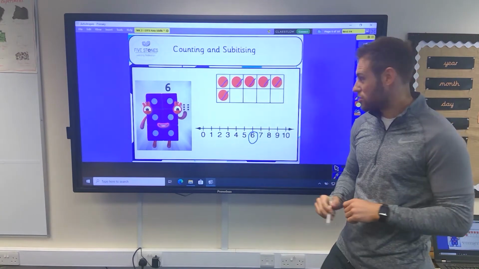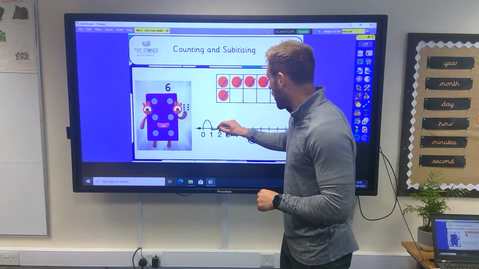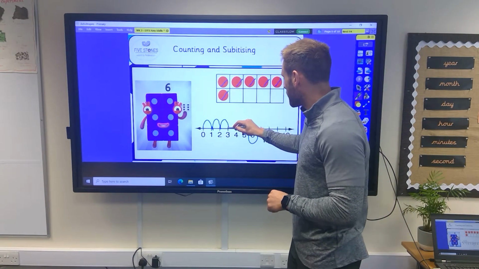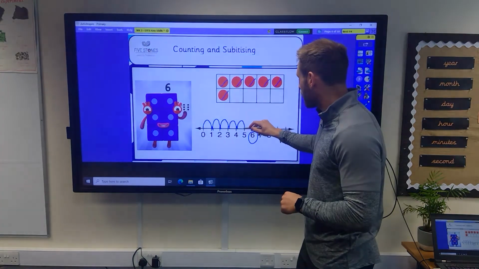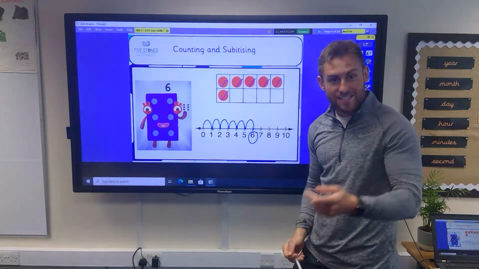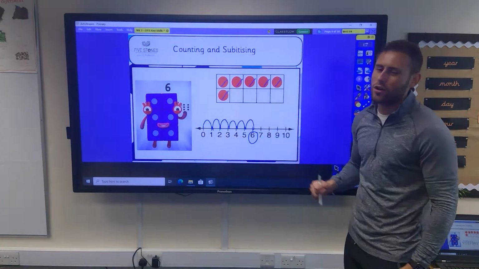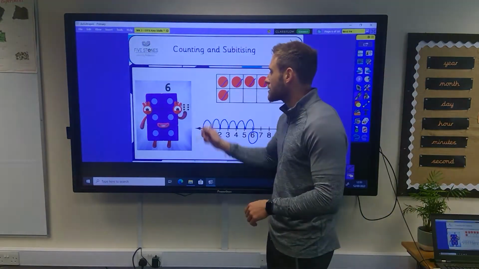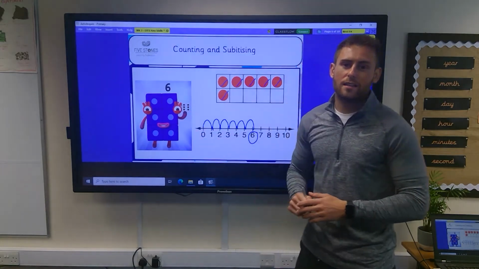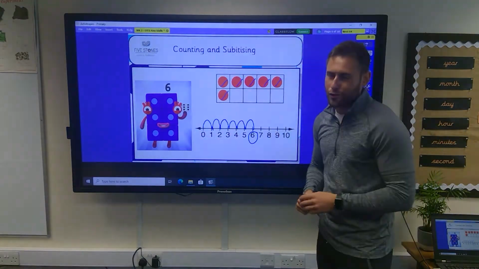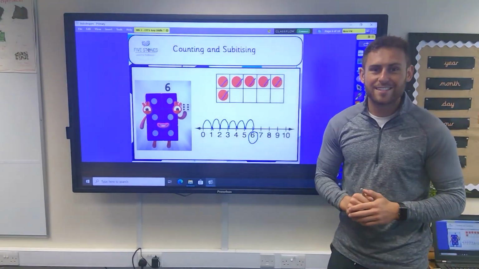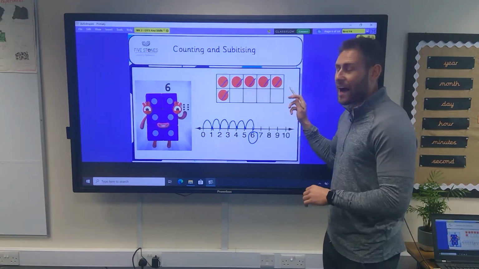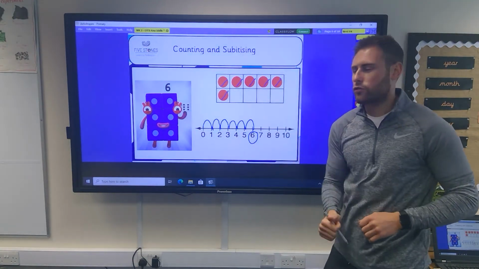Shall we count just to double check? 1, 2, 3, 4, 5, 6. You're right. So on your number line, 6 looks like this. In your number blocks character, 6 looks like this. And when you are using your tens frame, 6 looks like this. 5 and 1 more. Great work.